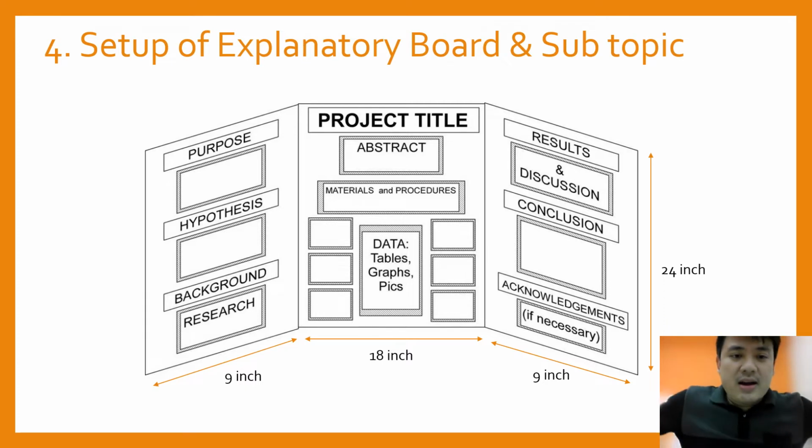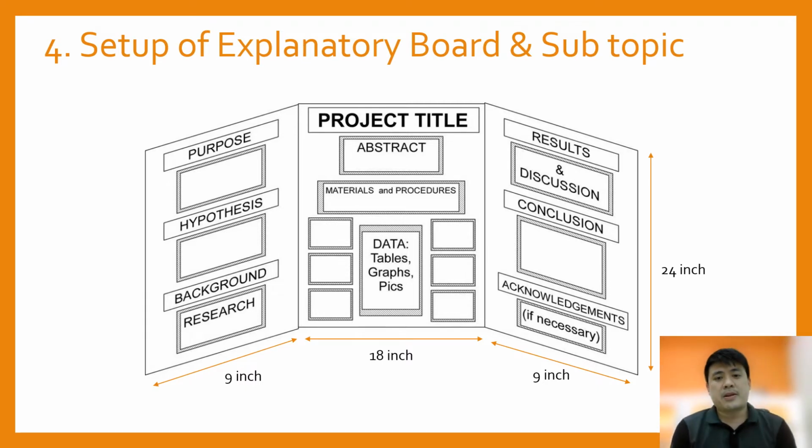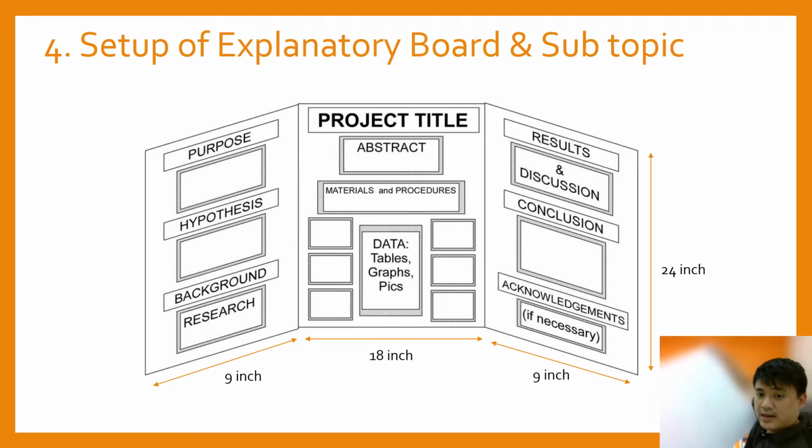All right, for point number 4, setup of the explanatory board and subtopics. If you look at this, let's talk about the measurement. The measurement of the board is actually 2 by 3 feet. The height is 24 inches, the length is 3 feet. I divided it into 9 inches on the left, 9 inches on the right, and 18 inches in the middle. So 2 by 3 feet, you can actually buy this kind of board. We call this a plastic board, the PP hollow board. It's a hollow plastic board, so it is exactly 2 by 3.